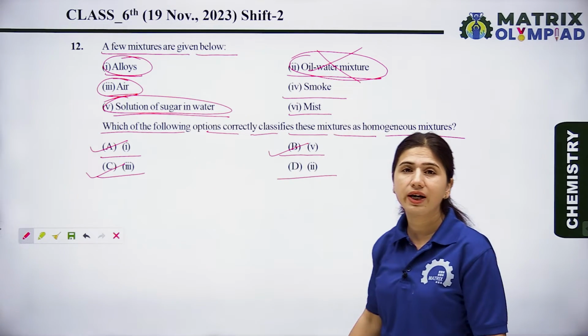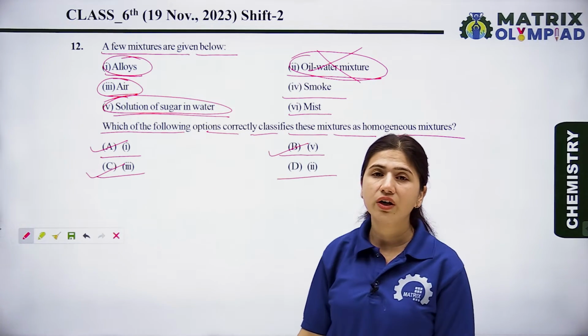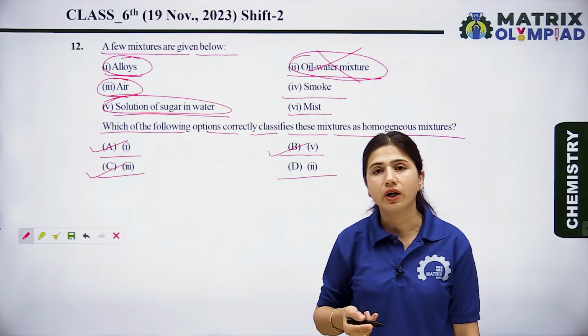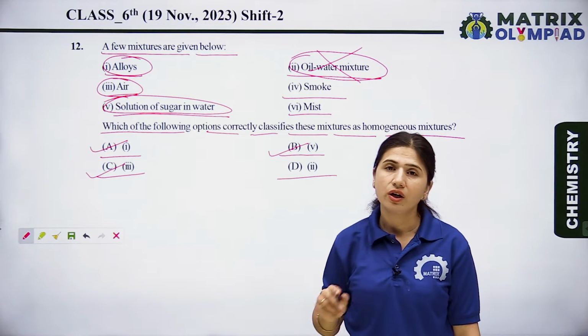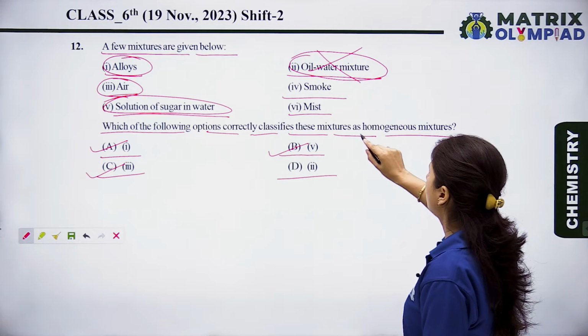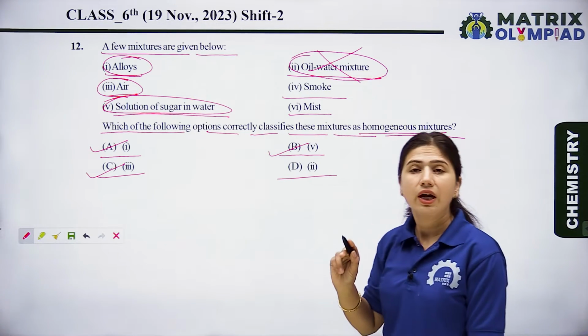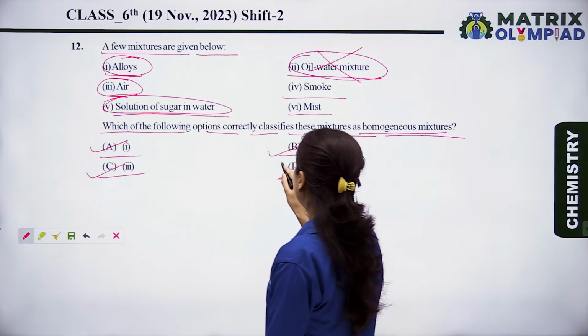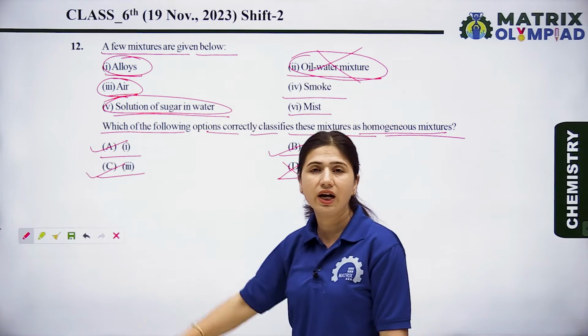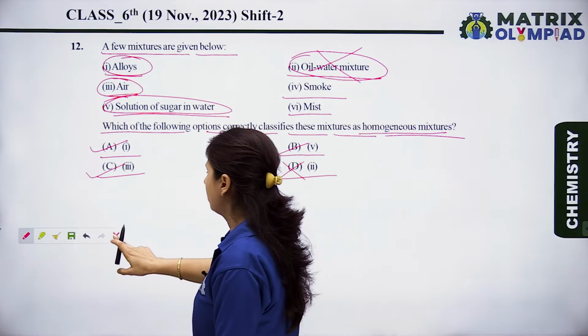When we put oil in the water, because of the lower density of oil, it floats on the water, and two different layers are present in that solution. So the second option is not a homogeneous mixture. It is a heterogeneous mixture. So option D is the wrong option. So options A, B and C are the right answers for this question.